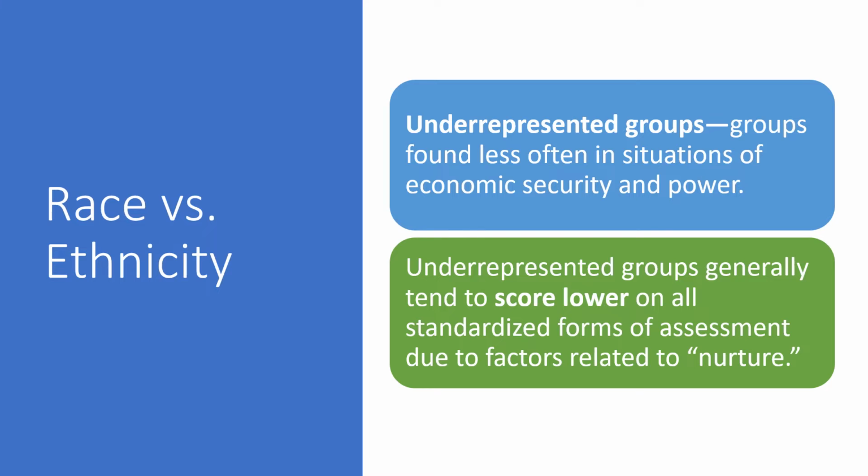When we discuss underrepresented groups in terms of education and students, we find that generally underrepresented groups tend to score lower on all standardized forms of assessment due to factors related to nurture. We know that all racial groups and all ethnic groups are equally competent when given similar types of backgrounds and experiences. However, recall that poverty is a factor that leads to lower school achievement. Many underrepresented groups come from backgrounds of poverty.